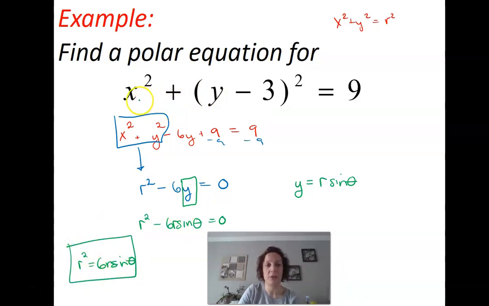I took my equation in terms of x and y, I turned it into an equation in r and theta, just using my facts that I know about right triangle trig.